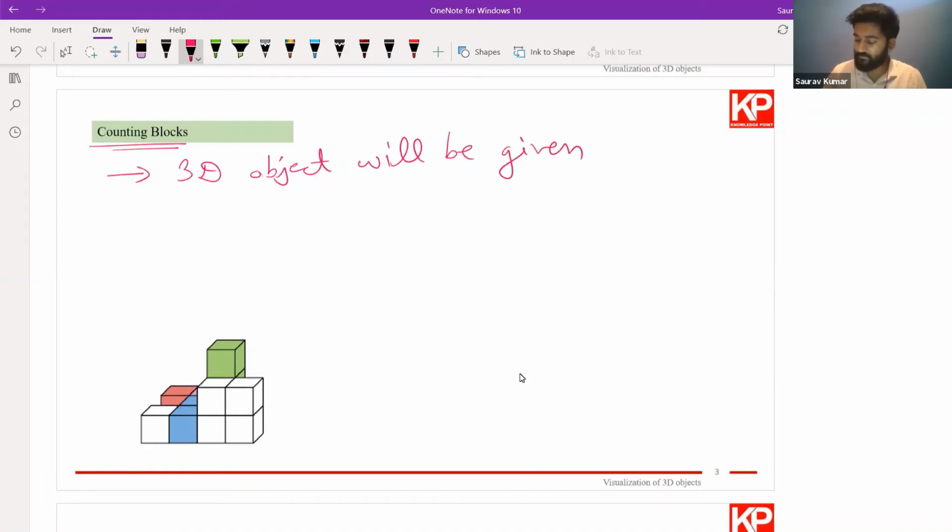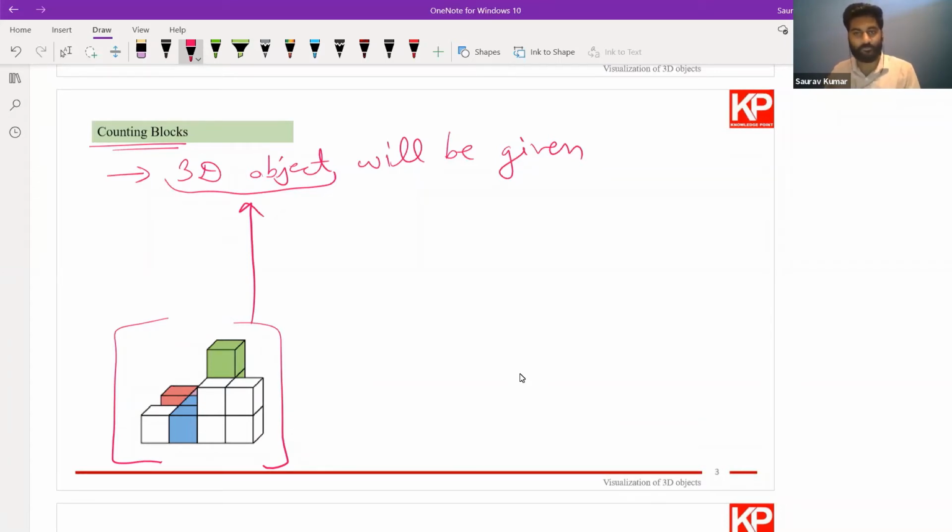Now, when I say this 3D object, it is actually not one object. It is basically the arrangement of different objects, like this one that you are seeing here. This is a 3D object, this is a 3D object, but we are talking about them collectively. So our 3D object is basically such kind of arrangement, a stacking of these different cubes.